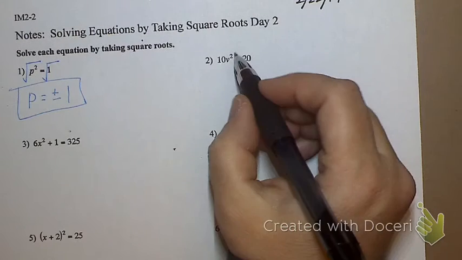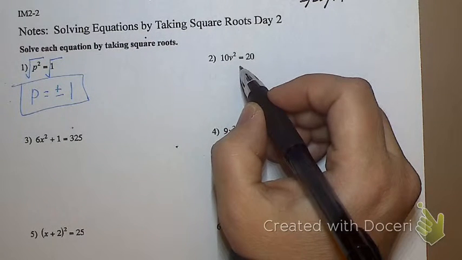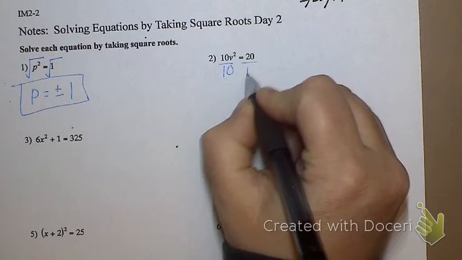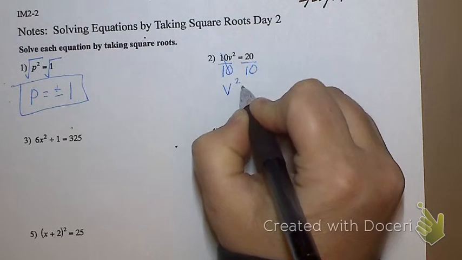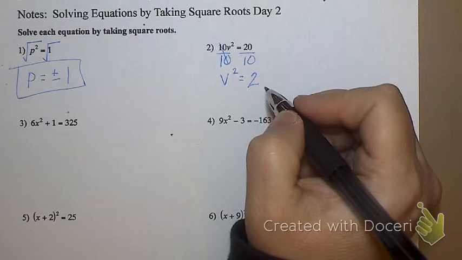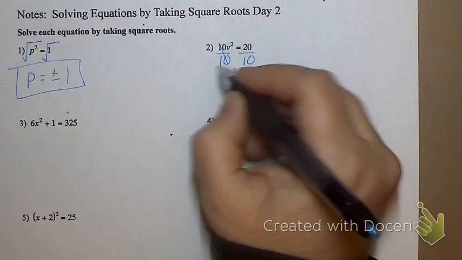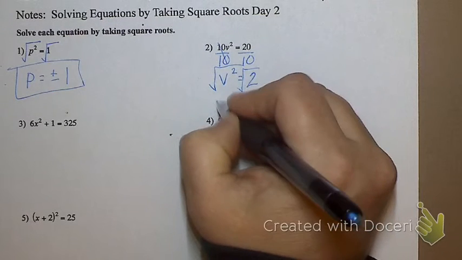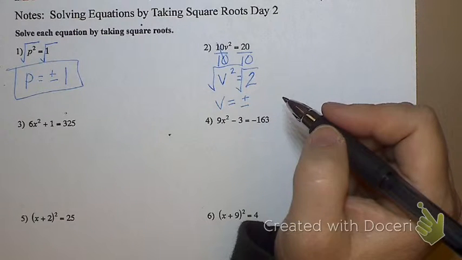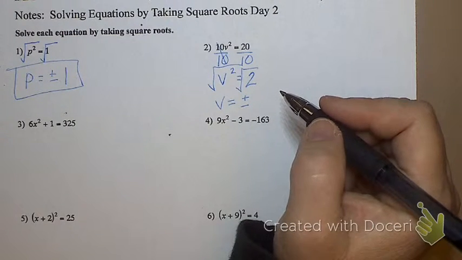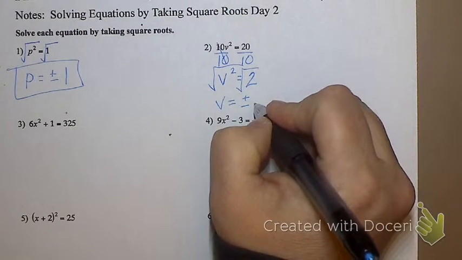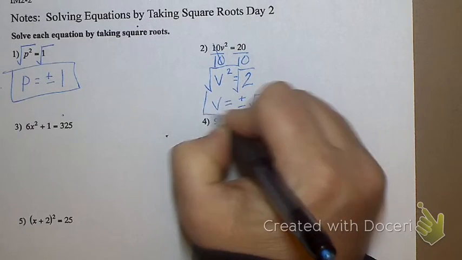Yep. All right, number 2. Is the v squared by itself? So what do I do? Divide by 10. That gives me v squared equals what? 2. So now that I have v squared equals 2, what do I do to solve for v? Square root it. Remembering to put what? Plus and minus. Now, can I take the square root of 2? No. So my next option is to see if I can draw a tree. Can I draw a tree for 2? If I can't square root it and I can't draw a tree, then I leave it in the radical.